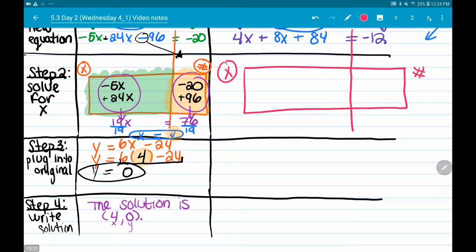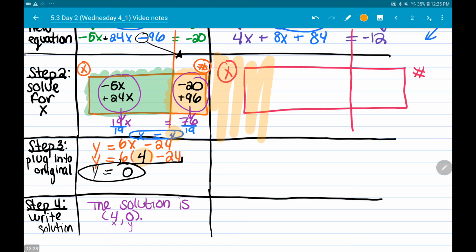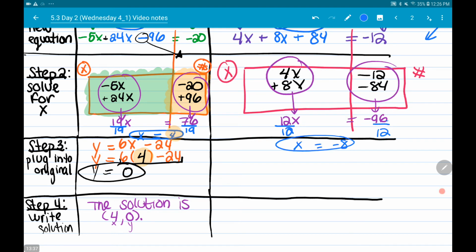I want you to pause here. I want you to try to do this whole step. I'm going to highlight it. I want you to do this whole step by yourself, and then we'll see if our answers match. All right, I got x equals -8. Is that what you got?